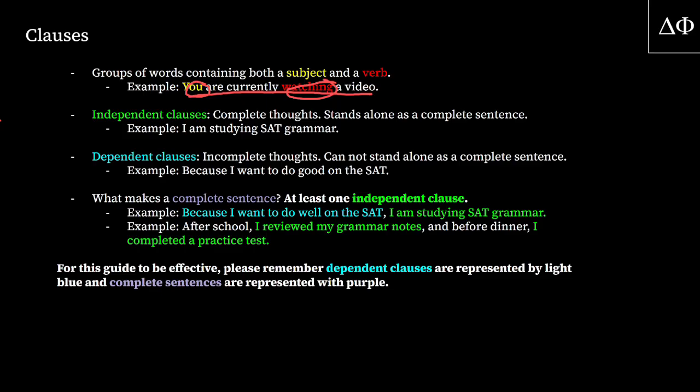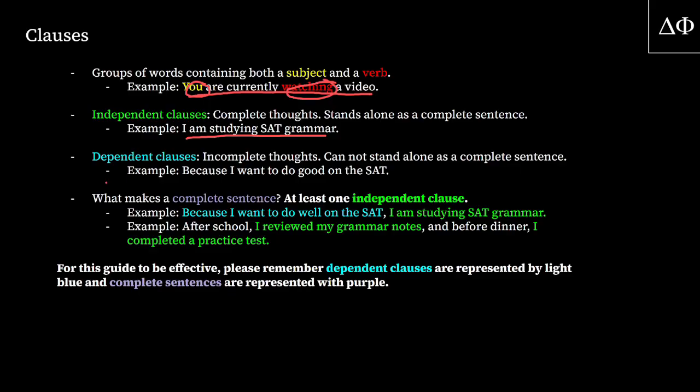Independent clauses are basically complete thoughts. I am studying SAT grammar. This is a complete thought. It stands alone as a complete sentence. Dependent clauses are incomplete thoughts. They cannot stand alone as a complete sentence. Look at this example. Because I want to do good on the SAT. Because you want to do good on the SAT what? This is not a complete thought.